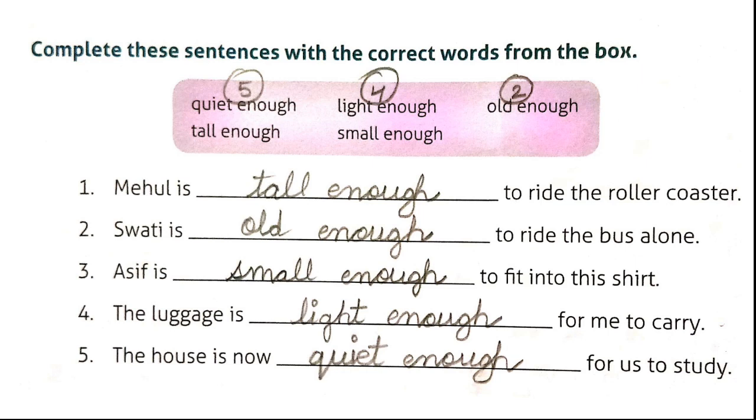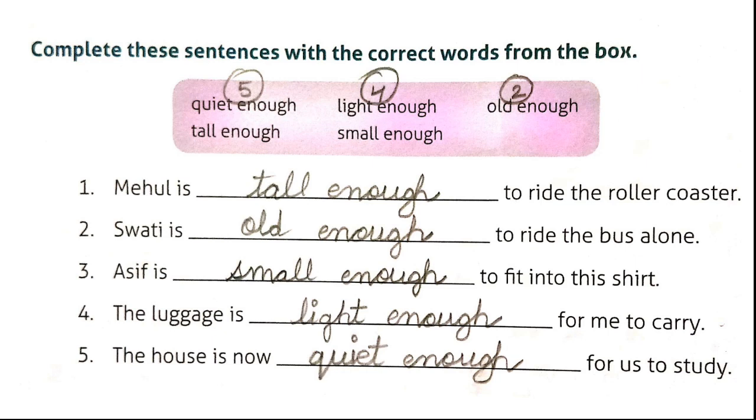Now some words are given in the box. You need to use the correct words from the box in the sentences. Like quite enough. Quite enough means as quiet as needed. Light enough means as light as needed. Old enough means as old as needed. Tall enough as tall as needed, and small enough as small as needed.